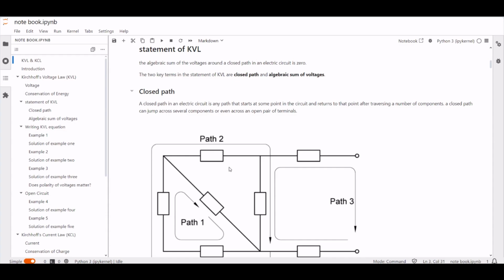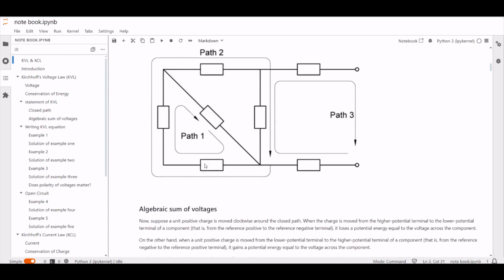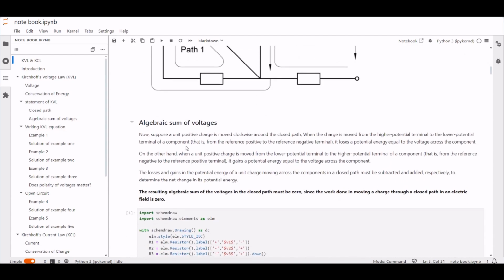A closed path in an electric circuit is any path that starts at some point in the circuit and returns to the point after traversing a number of components. A closed path can jump across several components or even across an open pair of terminals. In this picture, you can see three random paths in this circuit. For example, path 1 starts from this point, passes these two elements, and then returns to the start point. Now, let's talk about algebraic sum of voltages.